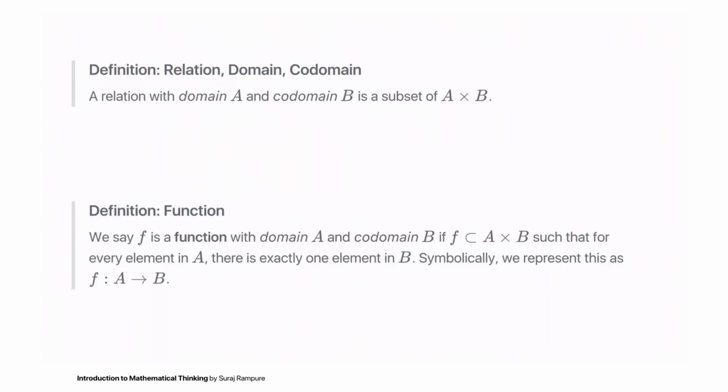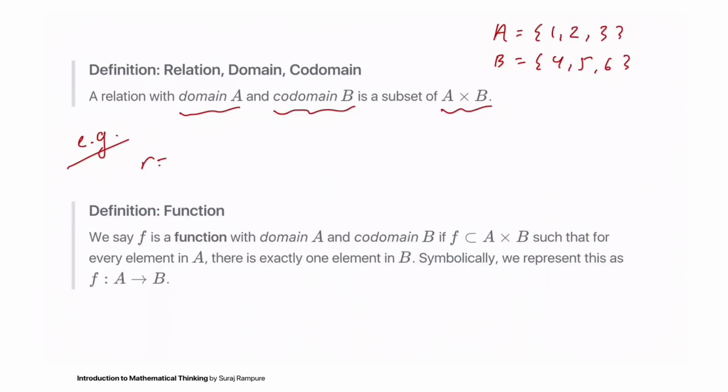So a relation with domain A and codomain B is any subset of the Cartesian or cross product of A and B, right? So for the sake of an example, let's let A be the set 1, 2, and 3, B be the set 4, 5, and 6. And as an example, we can let some relation R on this domain and codomain be, let's say, (1, 4), (2, 5), (2, 6). Okay? So this is an example relation with this domain and codomain.